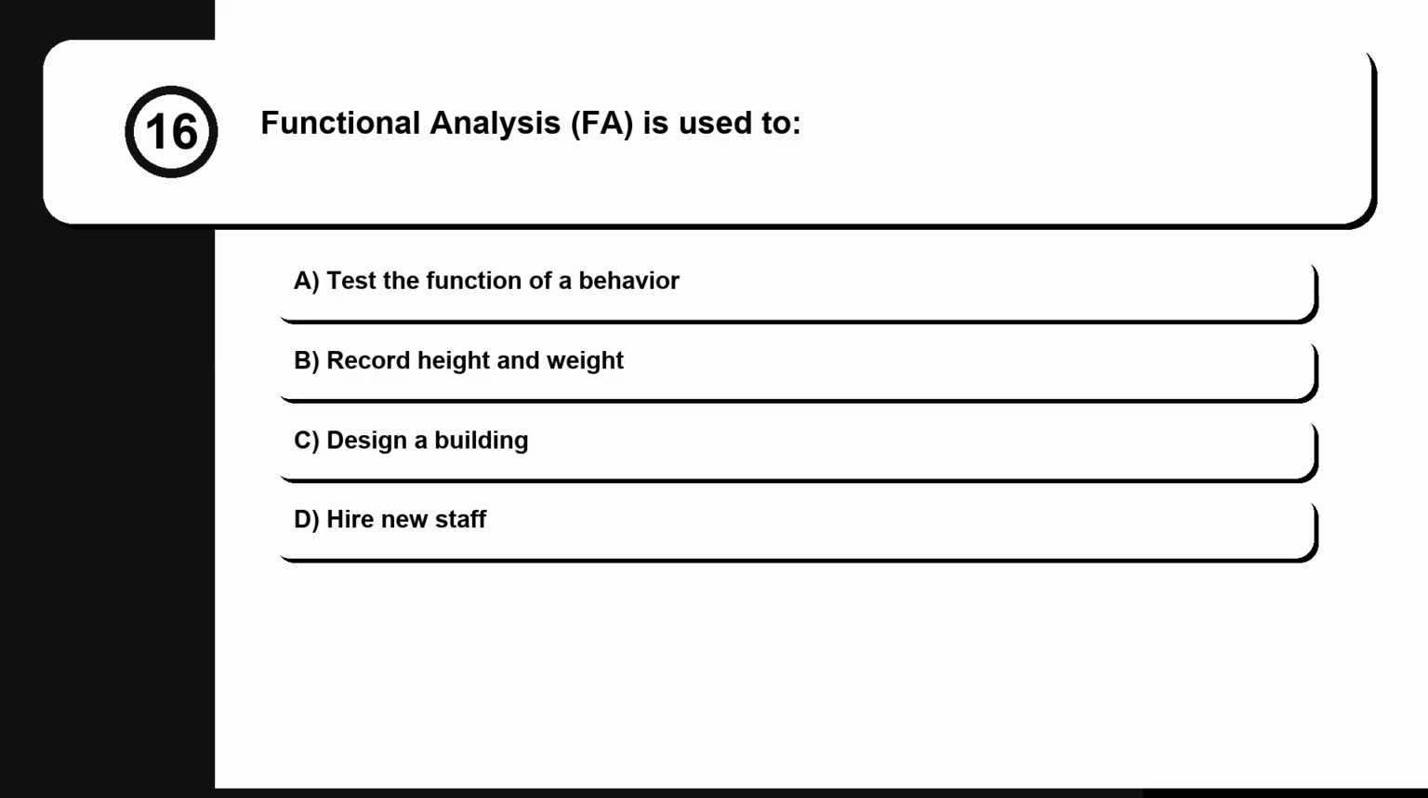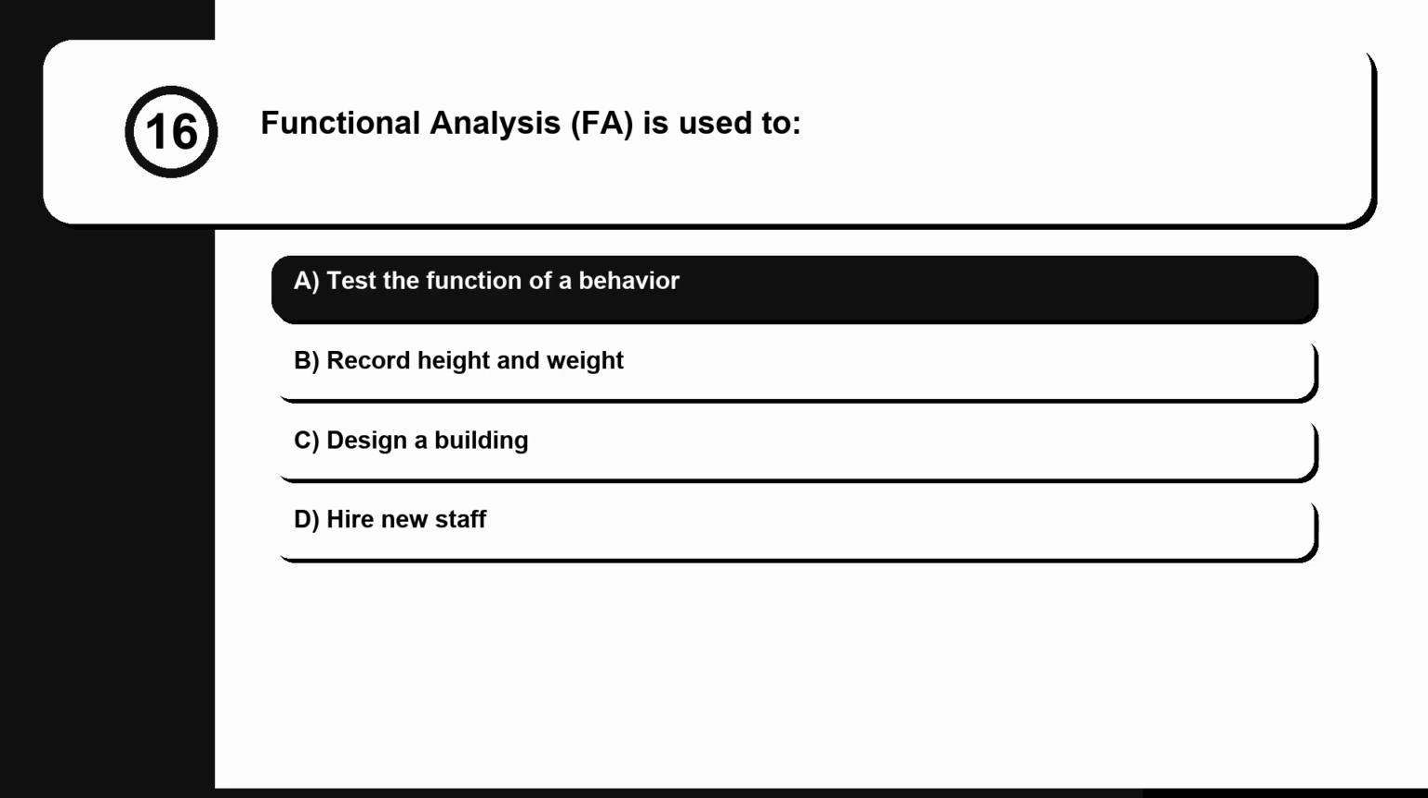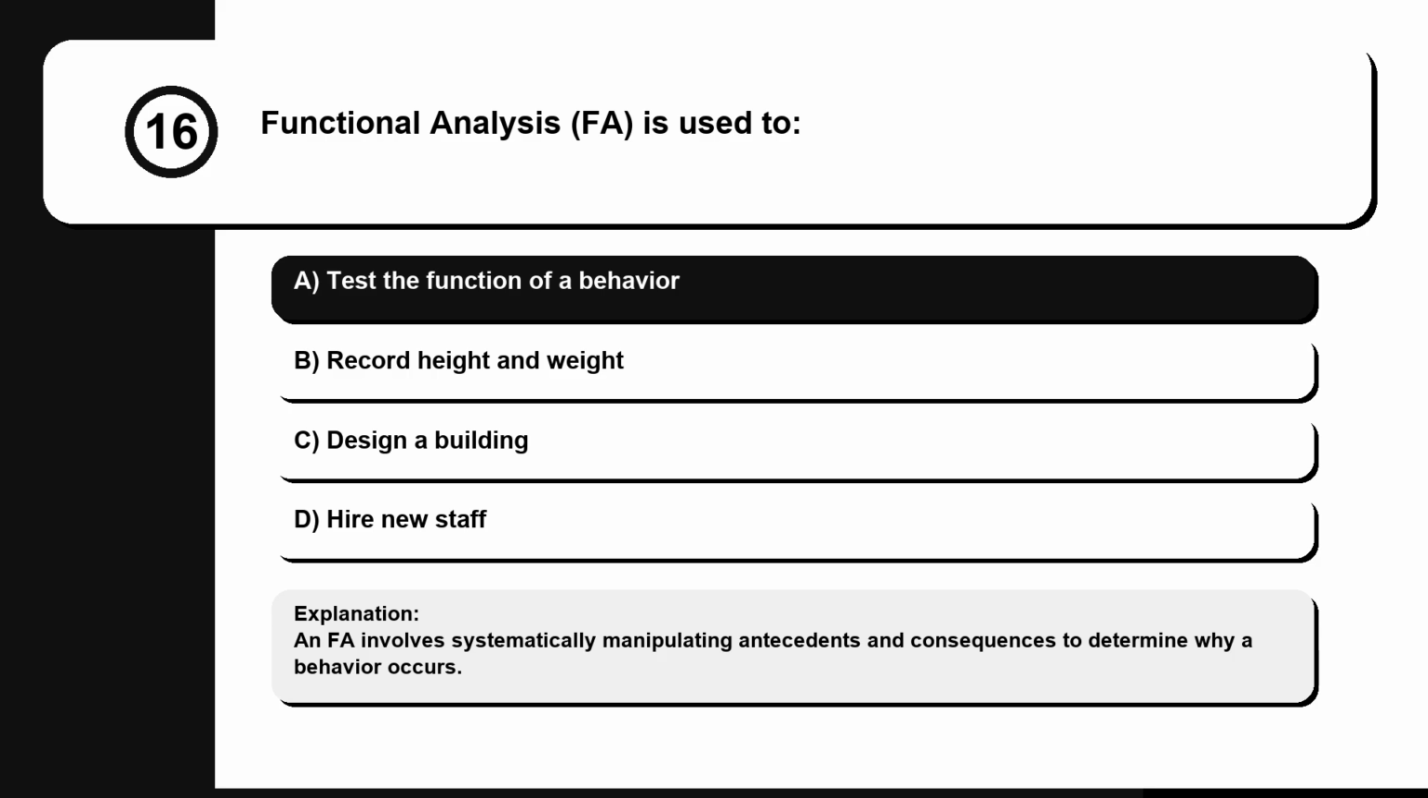Question 16. Functional analysis, FA, is used to A. Test the function of a behavior, B. Record height and weight, C. Design a building, or D. Hire new staff. The correct answer is A. Test the function of a behavior. An FA involves systematically manipulating antecedents and consequences to determine why a behavior occurs.